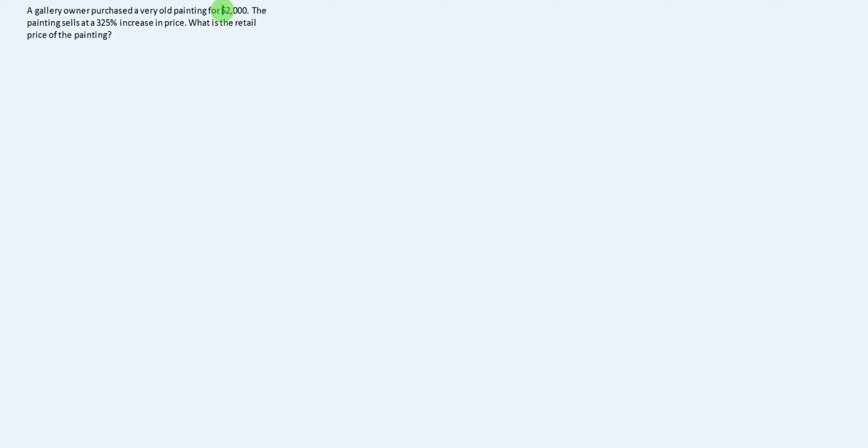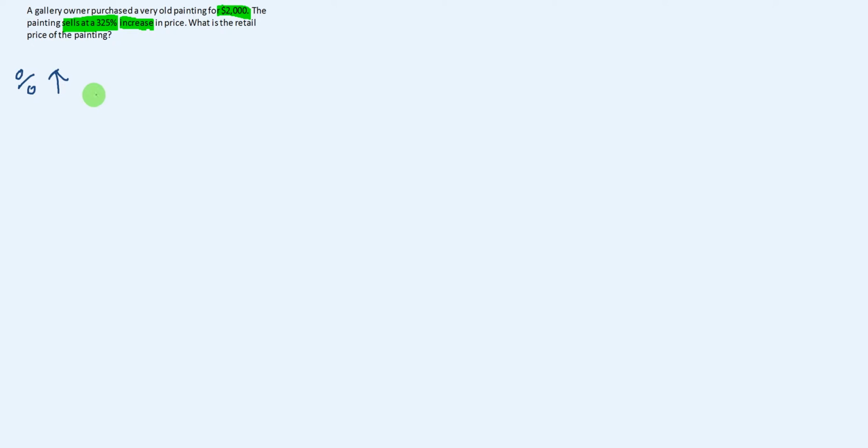So, a very old painting was purchased at $2,000. And the painting sells at a 325% increase, and I'm going to highlight that word increase as well. We want to know the retail price for that painting after the increase. Cool. So what we're looking at here is something known as the percent increase.